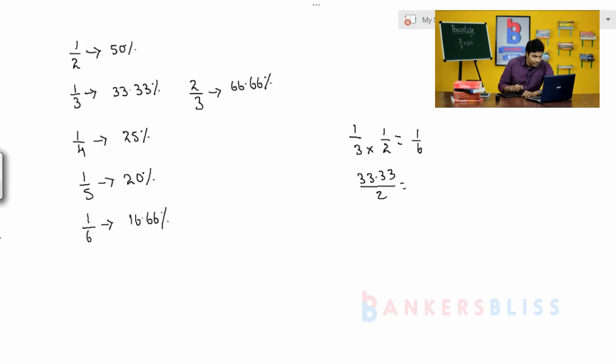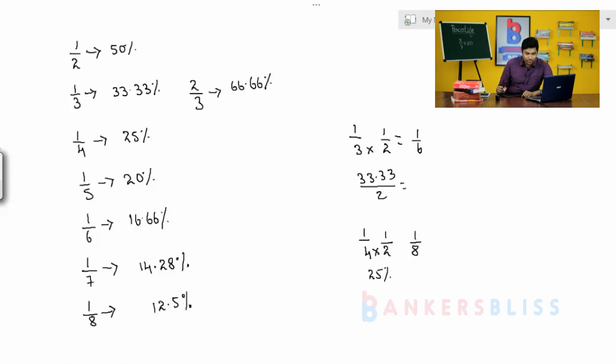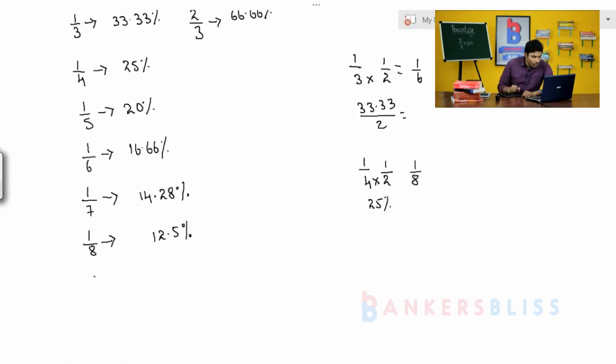Next, 1 by 7. It is 14.28 percentage. Next, 1 by 8. So 1 by 8 means half of 1 by 4. See here, 4 into 2 is 8, so I should get 1 by 8. So 1 by 8 means half of 1 by 4. 1 by 4 is 25%, so half of 25% is 12.5%. Now you have to calculate 1 by 9.